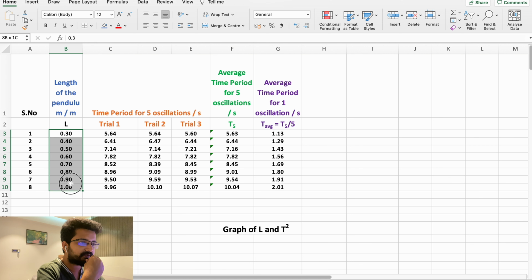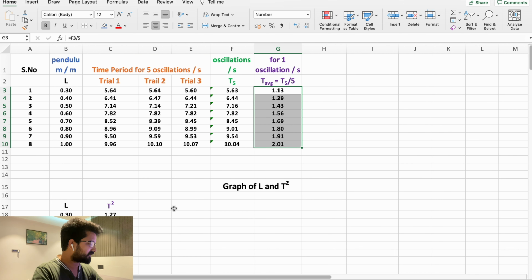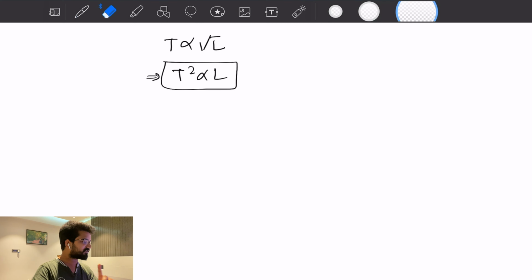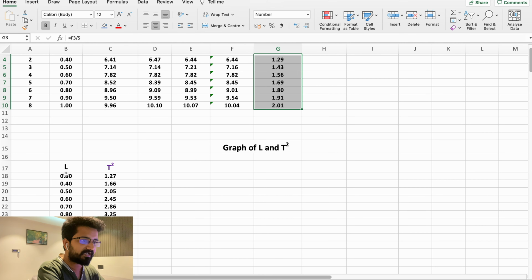So let's get started. I have the values of length here and the respective values of time period for one oscillation. In the last video we discussed that T is directly proportional to the square root of length. That implies T squared is directly proportional to length. So I'm going to plot a graph between the square of the time period and length. For that I have a simple table which only includes the values of length and T squared.